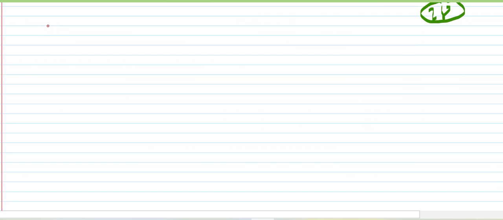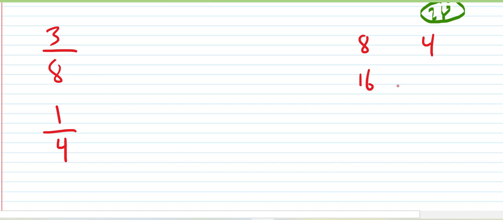So let's say we have 3/8 and we have, let's say, 1/4. Well, we want to look for common multiples of 8 and 4. Well, in this case, we know that 8 times 1 is 8, and then 16, but we don't even have to go that far because 4, and then the next number would be 8. We already have our common multiple.